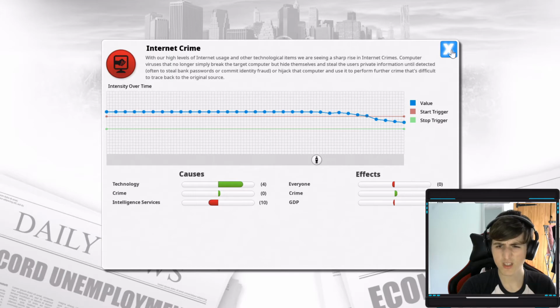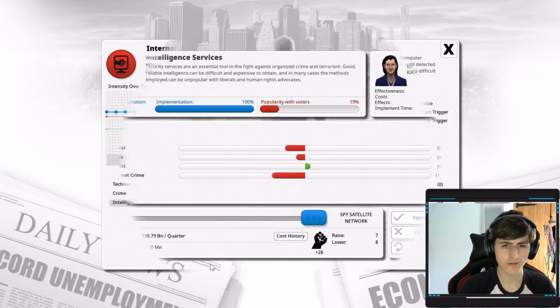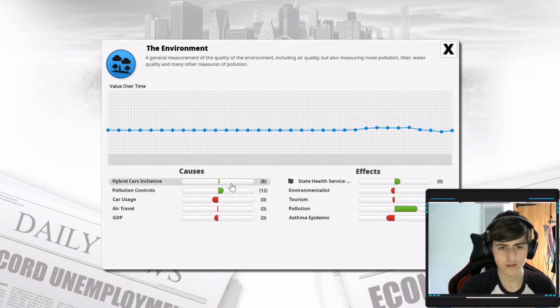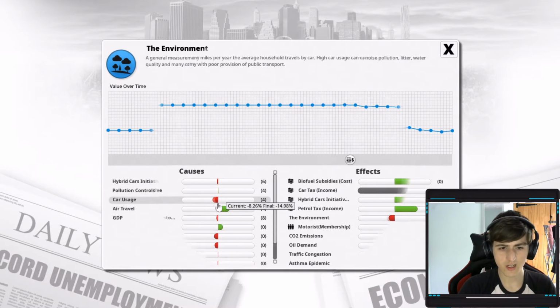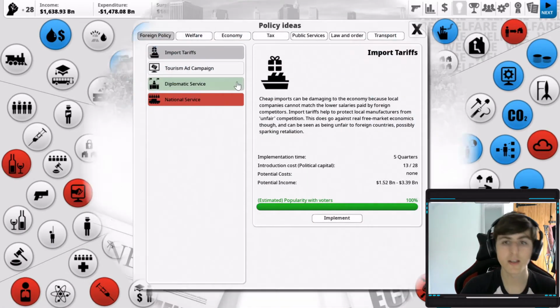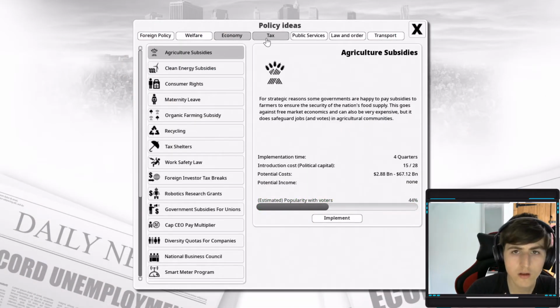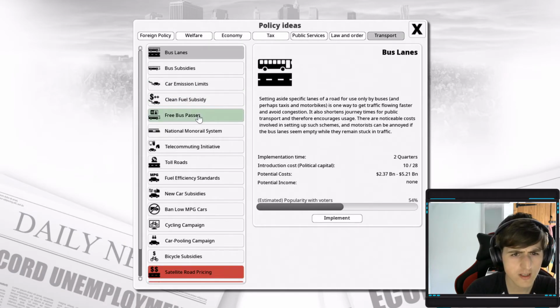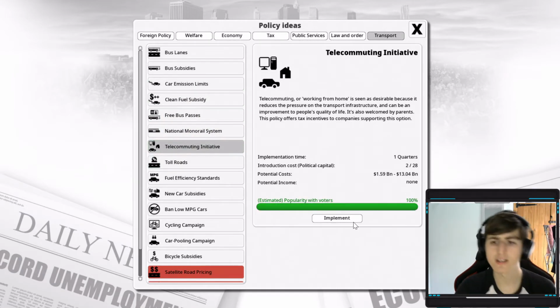Internet crime is dropping slowly. There's got to be more I can do for that. The asthma epidemic is something quite difficult to get done. I mean, reducing car usage is good, which gives me an idea. There was a very popular idea going through when it came to transport. Yeah, there it is. Telecommuting initiative.